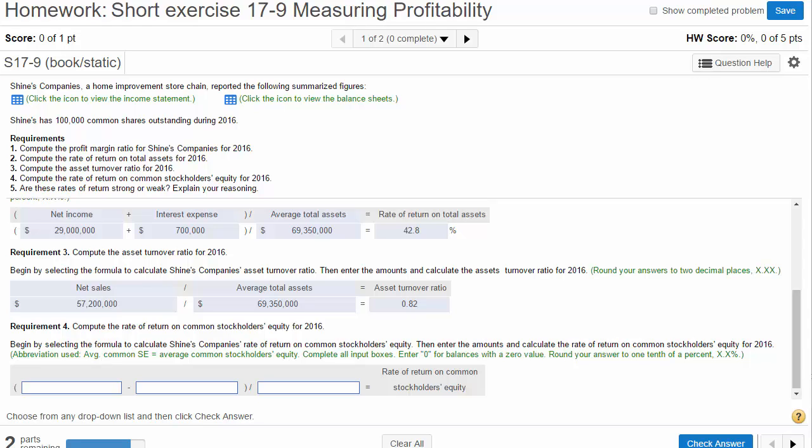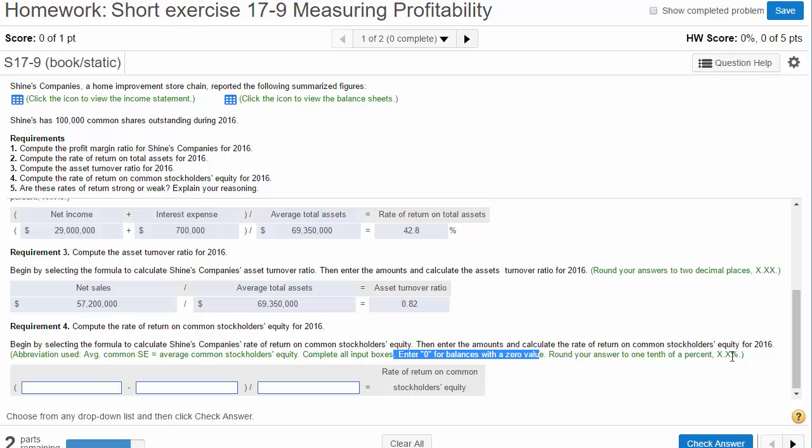Now we're going to finish up short exercise 17.9, measuring profitability. So requirement 4, compute the rate of return on common stockholders' equity for 2016. Now here's some abbreviations we need to know. AVG common SE stands for average common stockholders' equity. And then if there is a number with a 0, do put a 0 in there.